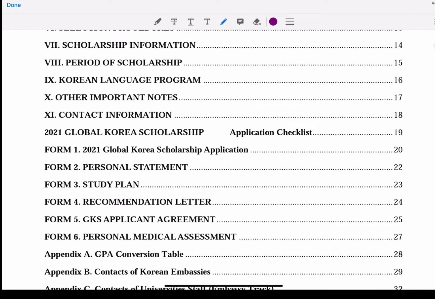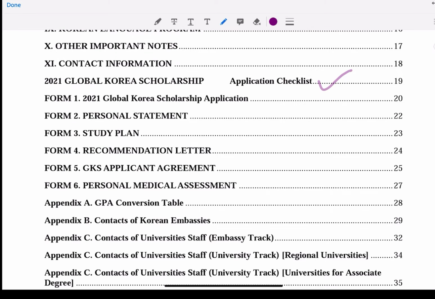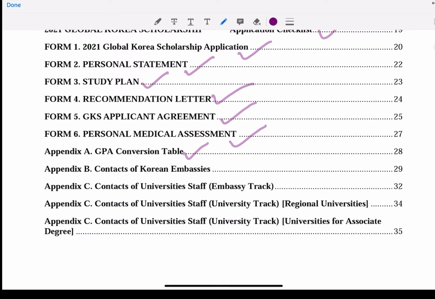This application guideline has the different guidelines that you need to follow, and the application checklist is there with the list of documents and the order in which you need to submit them to the required Korean embassy or the university of your choice. The form has different segments like personal statement, study plan, recommendation letter, GKS applicant's agreement, personal medical assessment, and a GPA conversion table is also there.